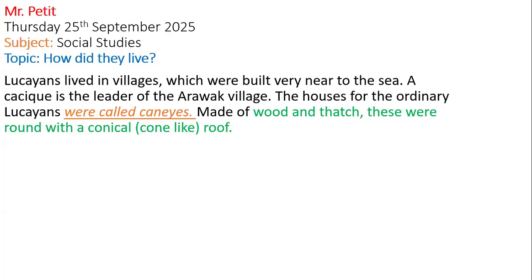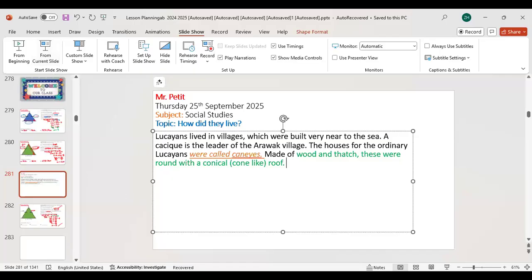What are the houses made of for the regular Arawaks? Wood and thatch. Very good. Now it had what type of bottom and what type of roof? A round bottom and a cone roof. Very good. A round bottom and a cone roof.